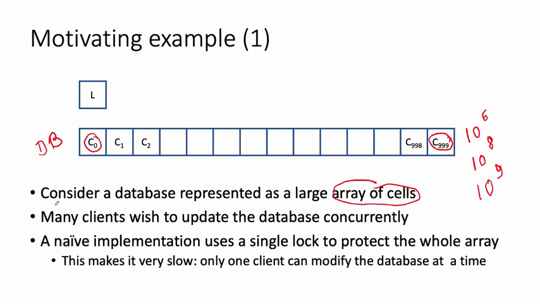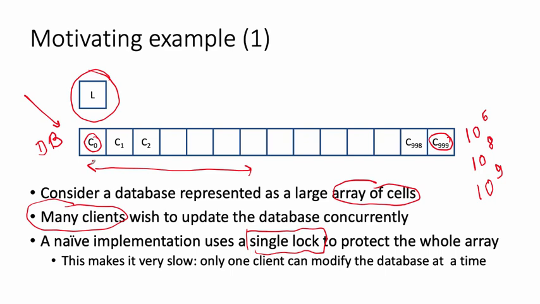And we want to update this database. So let me start first on the update, and then we'll talk about resilience. Many clients want to update. So how do we do it? We have this huge database, and many clients are doing concurrent access. Well, it's very simple, right? We use a lock to protect the database. So we can have a lock. Let's say we have a single lock. It protects this whole array.